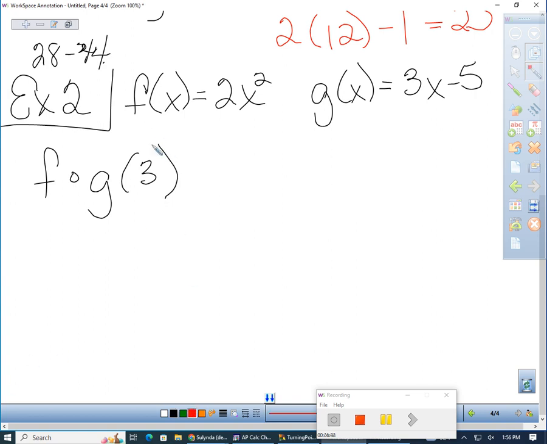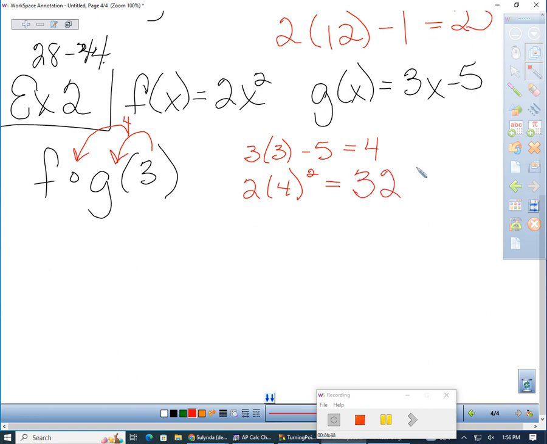So we're going to start by taking our 3 and plugging it into the g equation. So right here I have 3 times 3 minus 5. 3 times 3 is 9, minus 5 is 4. So I have 4 right now. I take that 4 and plug it into the f equation. 4 squared is 16 times 2 is 32. That's my final answer.